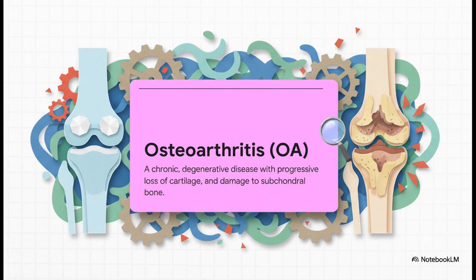At its core, OA is a failure of homeostasis. That's the money phrase. The joint's whole ecosystem, the cartilage, the chondrocytes, the subchondral bone, it just can't keep up with the damage from all the mechanical and biological stress. That balance gets thrown off, and that's what kicks off this whole degenerative cascade.